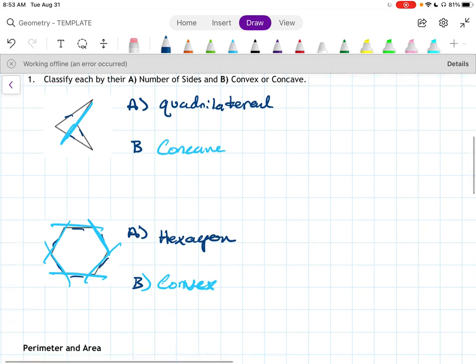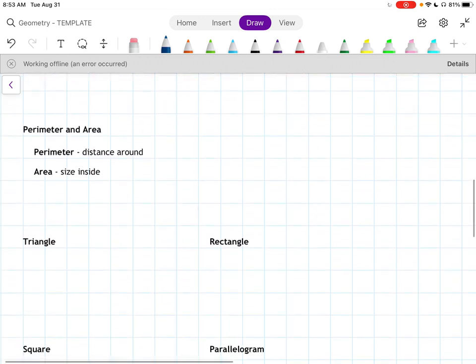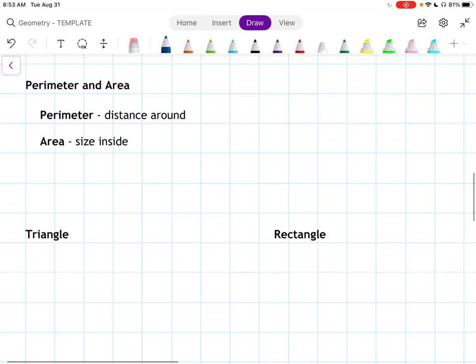All right. Perimeter and area. Hopefully remember these words, but perimeter is the distance around the object. Area, there's other ways to say it, but it's the size inside. It's how large of a footprint it has, right? Perimeter would be measured in plain old units, whereas area is units squared.